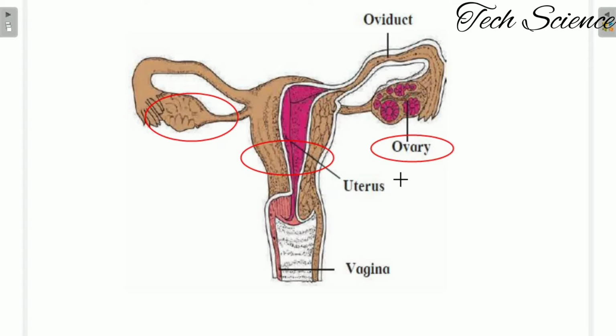So what is the function of the ovary? The ovary produces the female gamete. It is called the egg, also called the ovum. And it also secretes one hormone, called estrogen, which is responsible for the secondary sexual characteristics in the female.